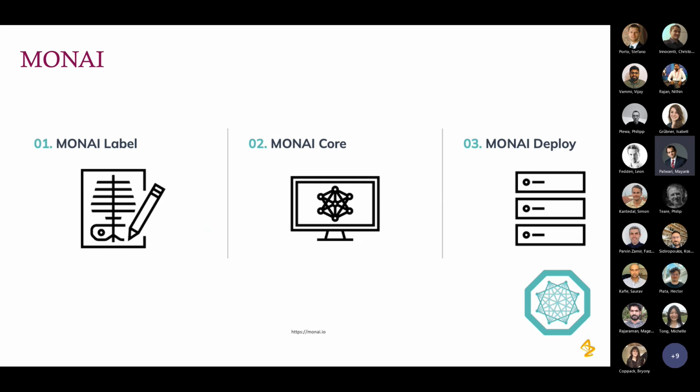So MONAI first started off as a collection of networks which are implemented for medical imaging. But since then, it's been expanded and it contains a lot of different properties. So the three main components now are MONAI Label, MONAI Core, and MONAI Deploy. Of the three, I will now be discussing MONAI Deploy in detail. So let's go to MONAI Label first.